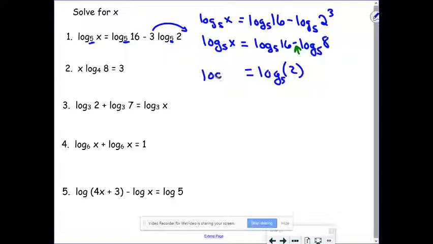Now, look, I have log base 5 of x equals log base 5 of 2. If the logs are the same, then the inside has to be the same, our one-to-one property here. So what do we know? X is 2.